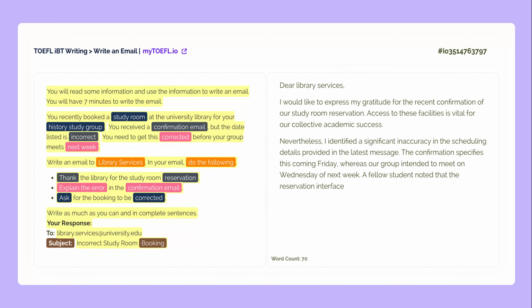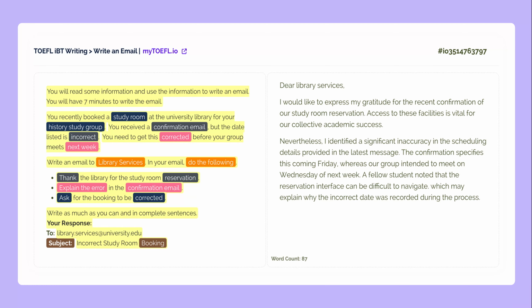We begin with, a fellow student noted, to share feedback. Then we identify the issue, the reservation interface, and explain the problem, can be difficult to navigate. We then offer a logical conclusion with, which may explain why, and finally describe the result. The incorrect date was recorded during the process. This shows sophisticated sentence structure.